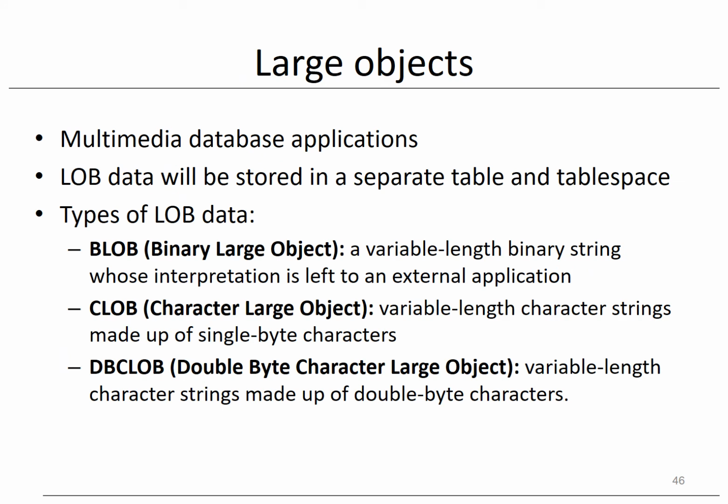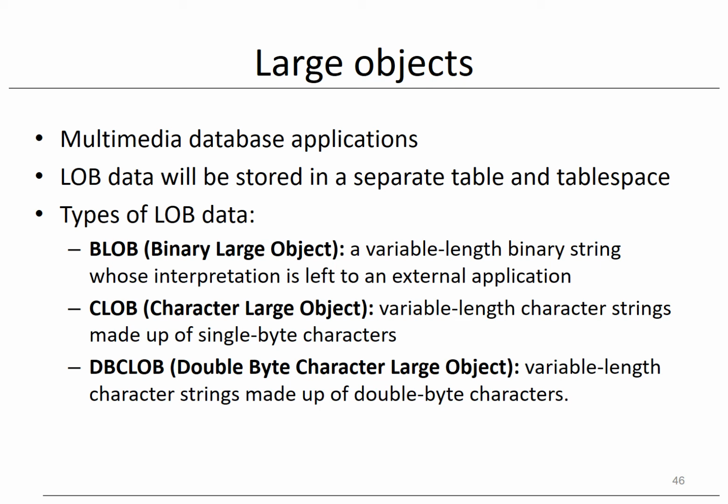Many multimedia database applications make use of large data objects such as audio, video, photos, text files, maps, etc. Traditional relational database systems provide no adequate support for this. ORDBMSs introduced large objects, LOBs, to deal with large objects. To improve physical storage efficiency, the LOB data will be stored in a separate table and tablespace. The base table then includes a LOB indicator which refers to this location. Also, queries will return these indicators.